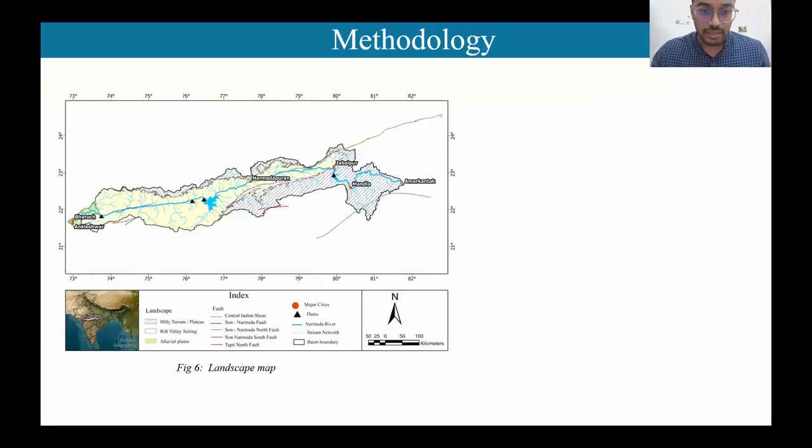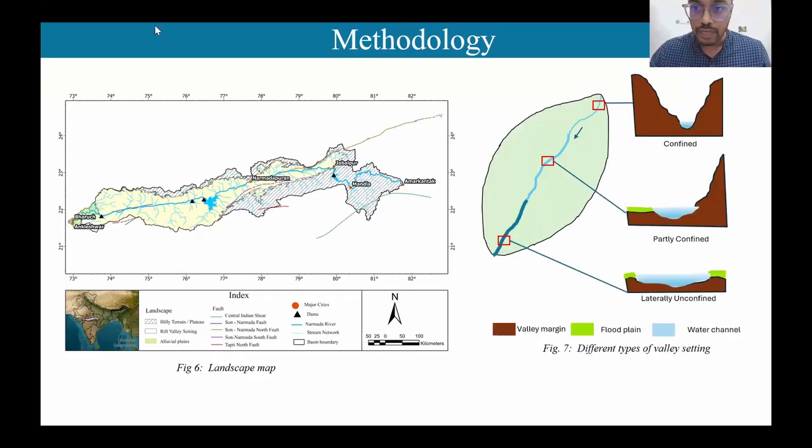So I'll tell you more details about my methodology. First, I classified this large basin into three units. That is the hilly terrain, then the yellow color shows the Rift Valley, and the last one, near the Arabian Sea, shows the alluvial plain. This unit helps us identify the nature of the river. Why? If you go from upstream to downstream, the river changes its landscape.